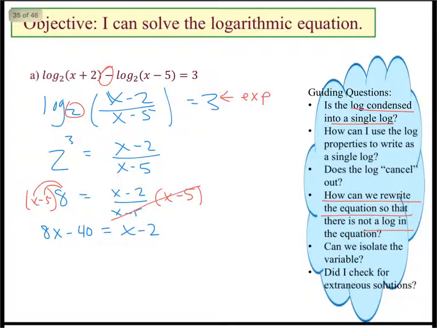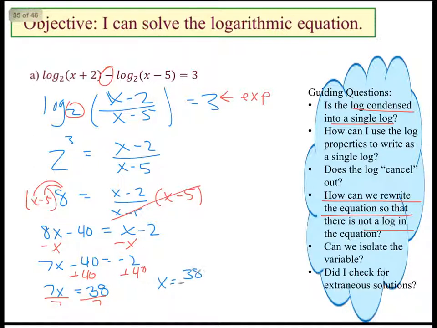So I'm going to continue to isolate the x. I want to get it all on one side, so I'm going to subtract x from both sides. That's going to give me 7x minus 40 equals negative 2, and then I'm going to get rid of that 40 with a plus 40. That's going to give me 7x equals 38. And then we would want to divide by 7. So I basically get x equals 38 over 7 as my answer. That's a little over 5. So I'm going to leave that as that fraction. It doesn't reduce.